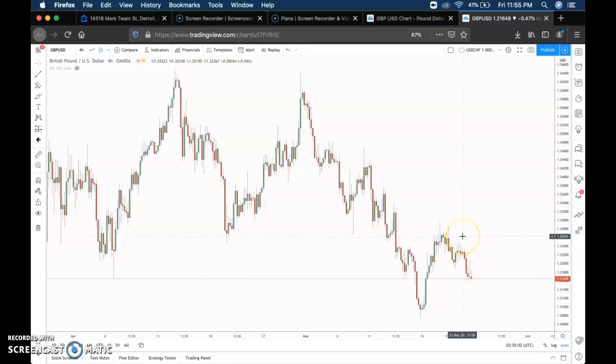So what I'm going to do is jump over to my whiteboard and explain how to read a candlestick.